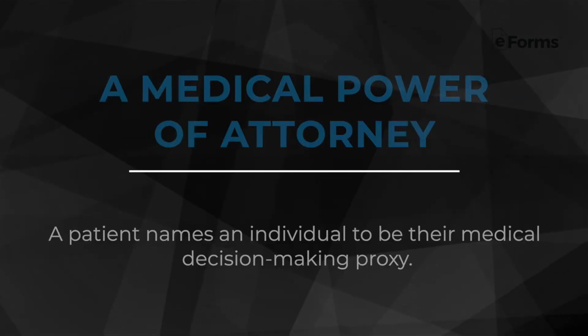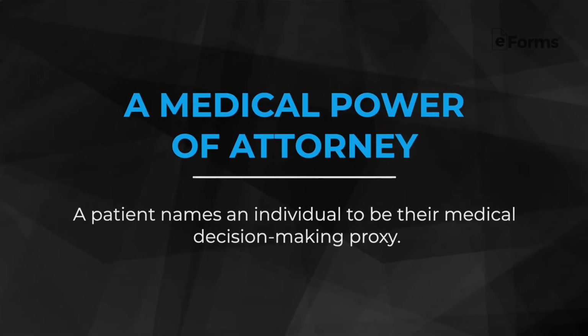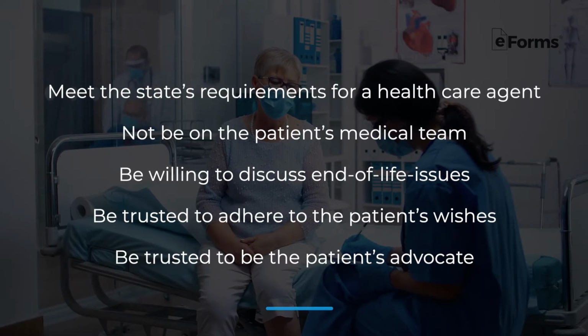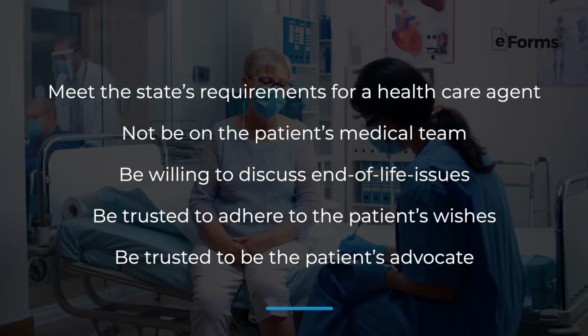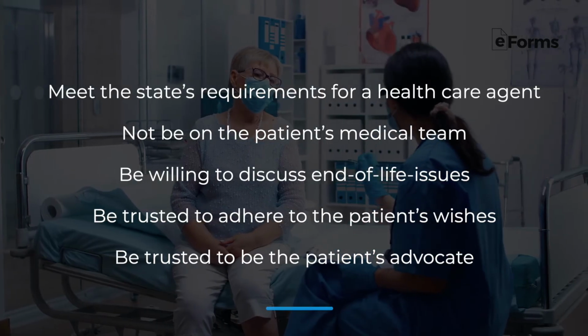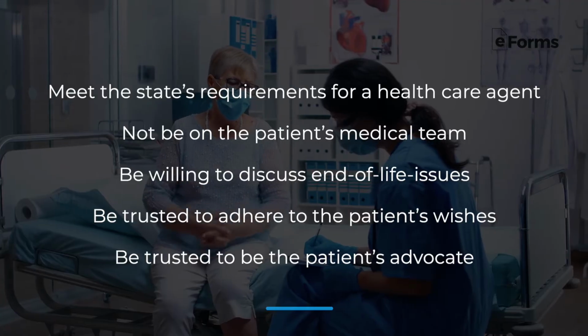Second, in a medical power of attorney, a patient names an individual to be their medical decision-making proxy. The proxy is expected to make decisions based on what they believe the patient would want. In order to be a proxy, a person has to meet the state's requirements for a healthcare agent, not be on the patient's medical team, be willing to discuss end-of-life issues, be trusted to adhere to the patient's wishes, and be trusted to be the patient's advocate.